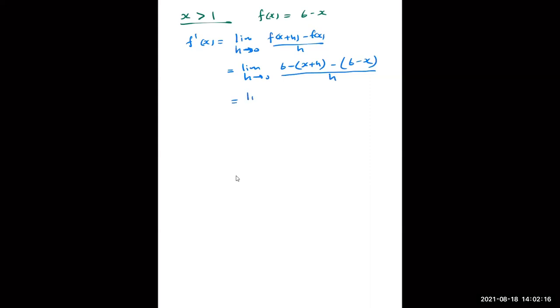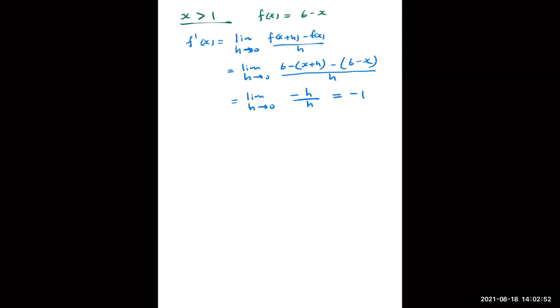If you simplify this, you will get the limit as h goes to 0. Notice that the 6s will be gone. Here you have a minus x, and here you have a plus x. Those two will be gone. What is remaining is minus h divided by h. The limit of this one will be clearly minus 1, because you can cancel these two and you get minus 1. The limit as h approaches 0 of minus 1 is minus 1 itself. So we found that limit.